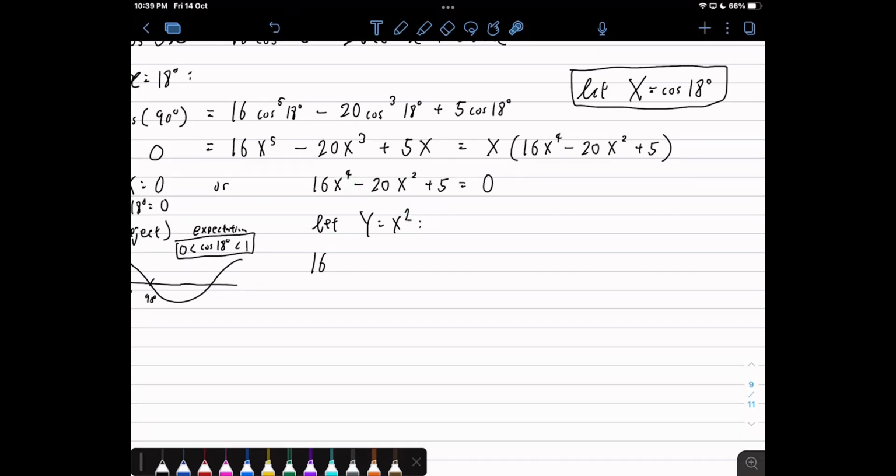Times 2, right? So this is 16. Y square, very good. Yes, y square. Okay, then this is minus 20y plus 5 equals 0. What kind of equation is this?